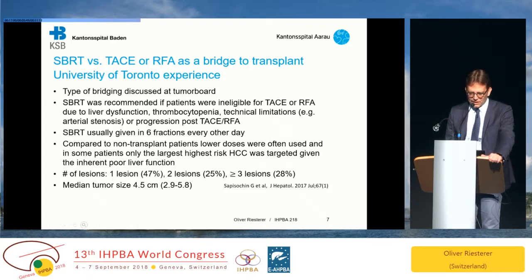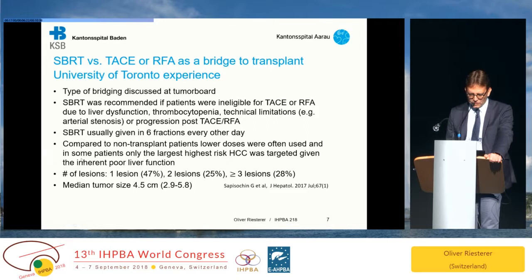SBRT was usually given in 6 fractions every other day, so after 2 weeks, patients were finished. Compared to the non-transplant patients treated with SBRT, so the studies I showed before, lower doses were often used because the patients were probably more sick, with more advanced liver cirrhosis. And in some patients, only the largest HCC lesion was targeted with SBRT given the inherent poor liver function.